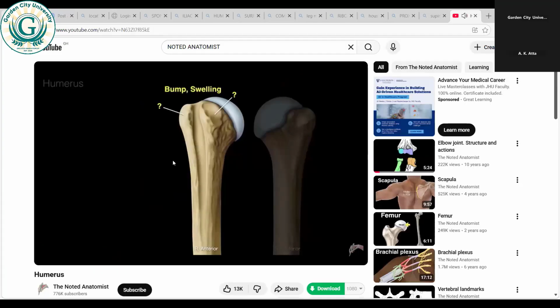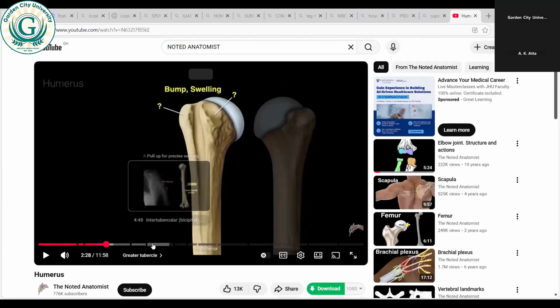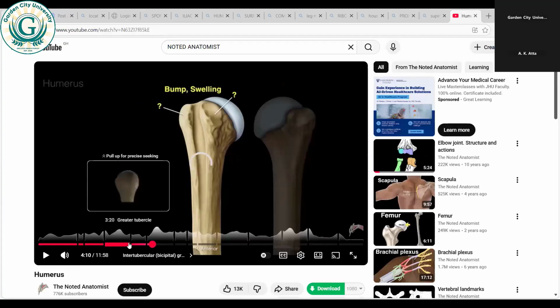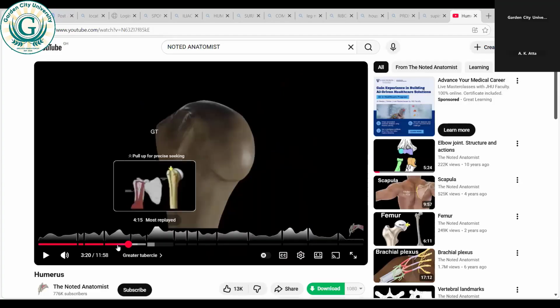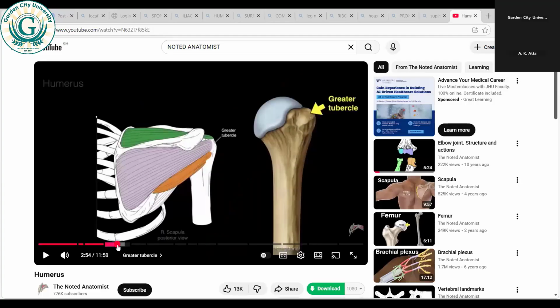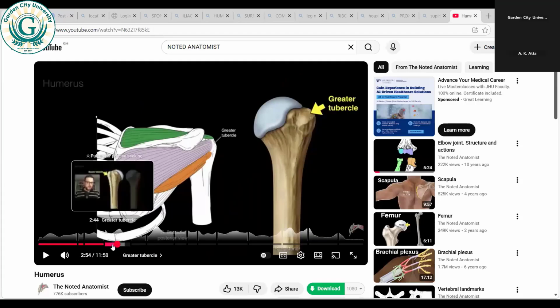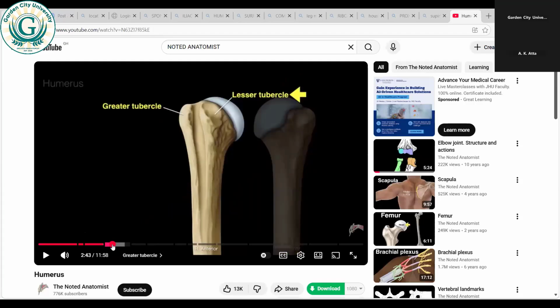So in your practical, it is something like you identify this. But of course, if something like this will happen, I'll find out how the practical will be conducted. Because if it will be this way, then definitely I'll also have to provide answers so that you can choose the correct answer. So the greater tubercle and the lesser tubercle.